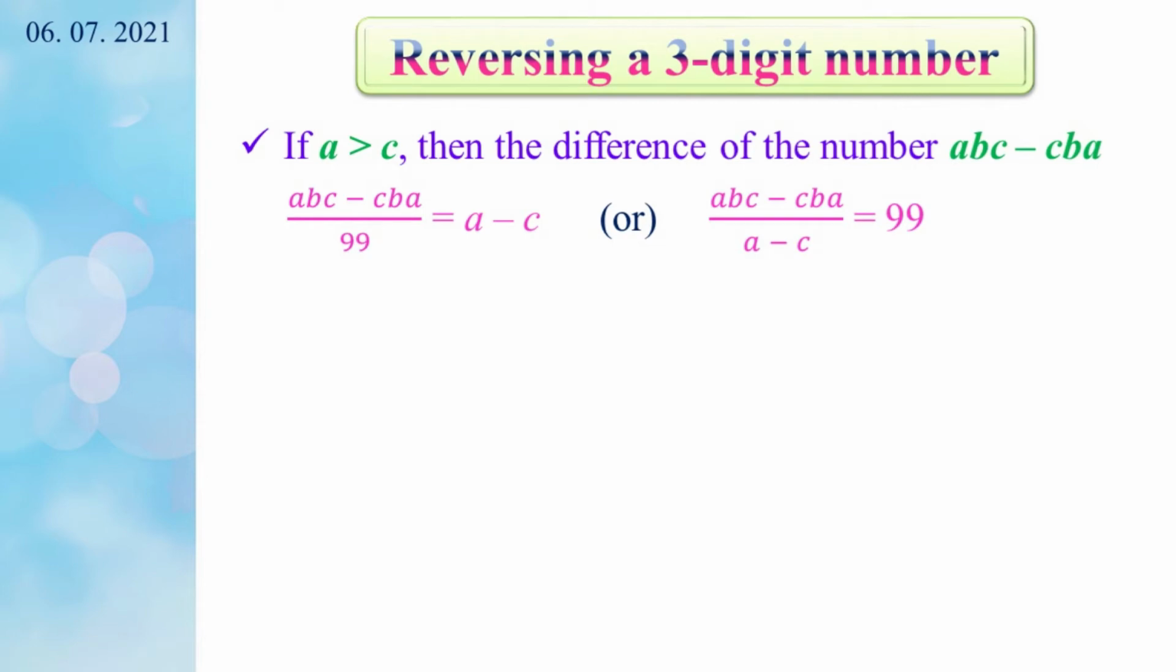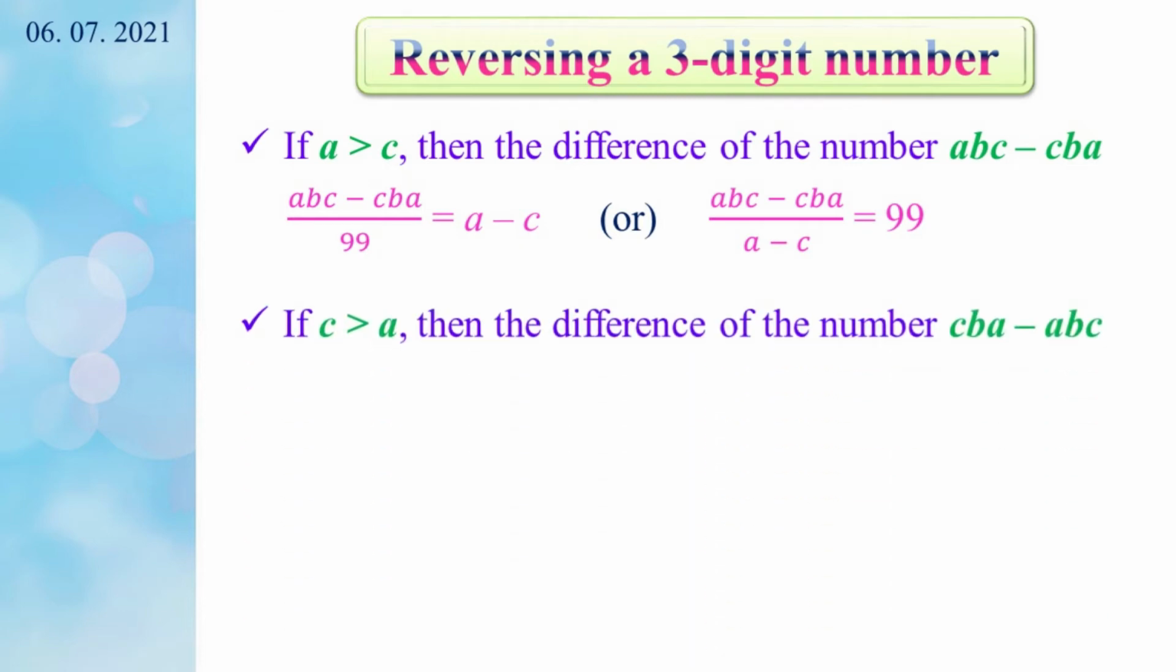(ABC − CBA) divided by 99 equals A − C, or (ABC − CBA) divided by (A − C) is equal to 99. If C is greater than A, then the difference of the numbers CBA − ABC = 100C + 10B + A − 100A − 10B − C, which is equal to 99C − 99A. Here 99 is a common factor, so we write 99 into (C − A).